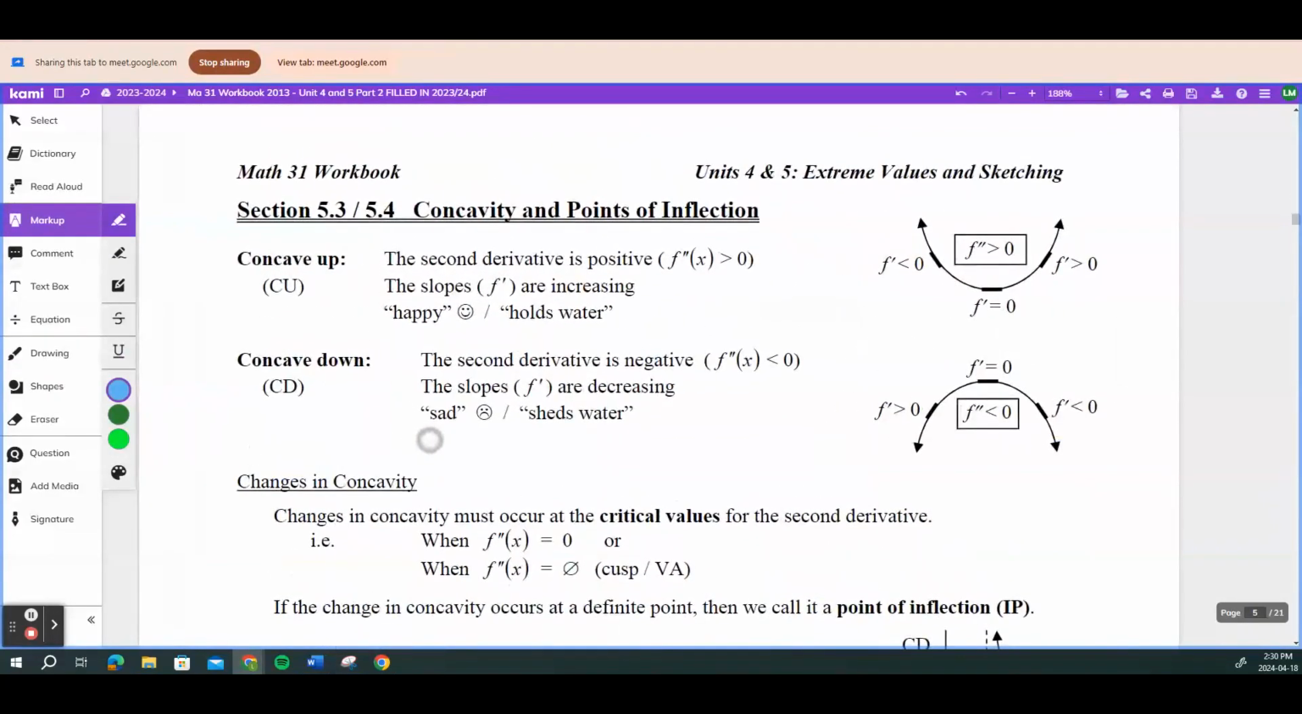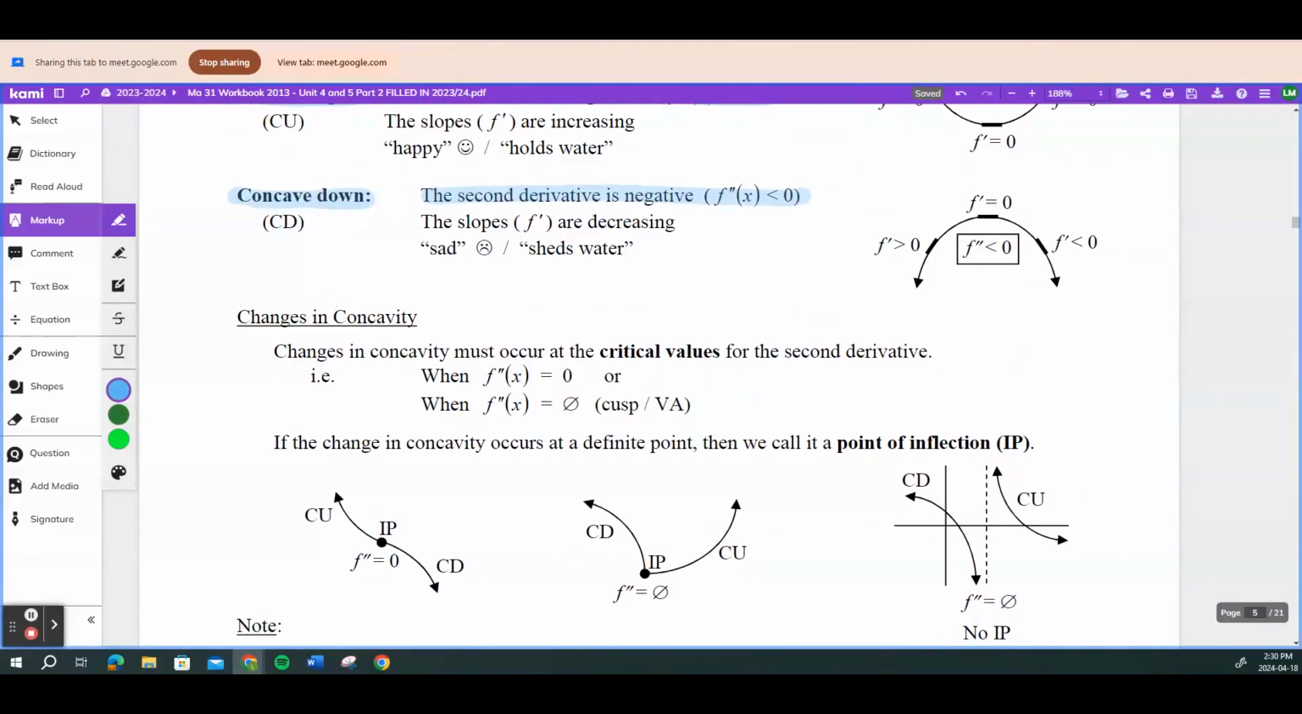Okay, so just a reminder here that we're going to have concave up in our graph when the second derivative is positive. Okay, and then we're going to have concave down when our second derivative is negative. For changes in concavity, it has an opportunity to happen at the critical values for the second derivative. So the critical values for the second derivative are going to be at either 0 or when it doesn't exist.